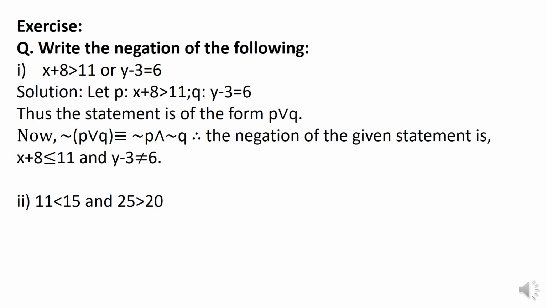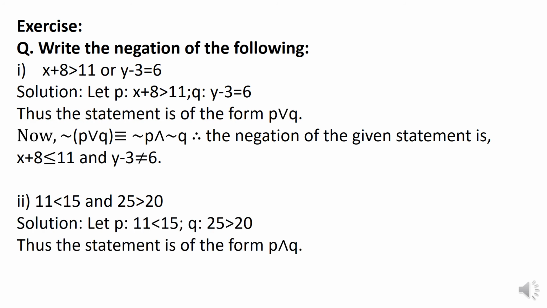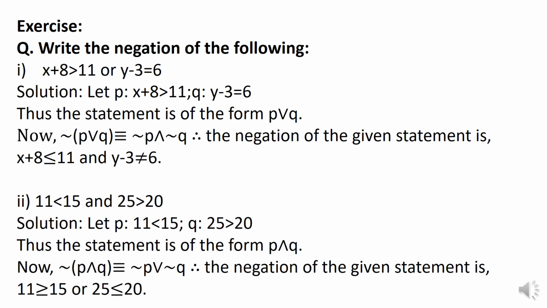The second sum, 11 is less than 15 and 25 is greater than 20. Again here, let P: 11 is less than 15 and Q: 25 is greater than 20. The statement is of the form P and Q. So the negation is not (P and Q), that is not P or not Q. So we can write it as 11 is greater than or equal to 15 or 25 is less than or equal to 20.